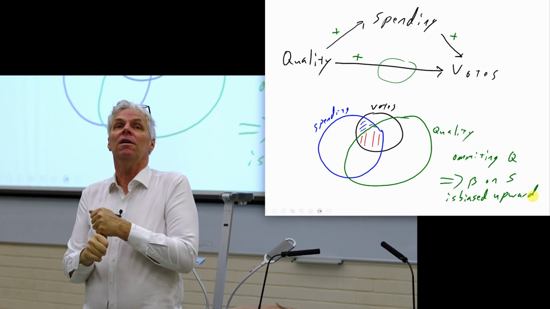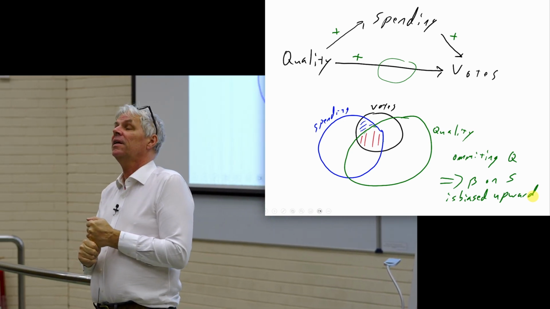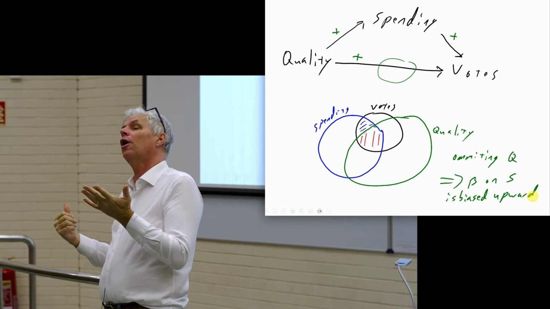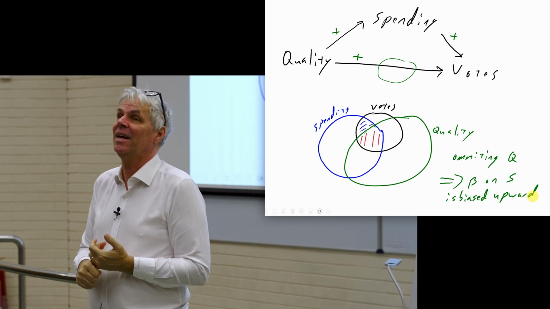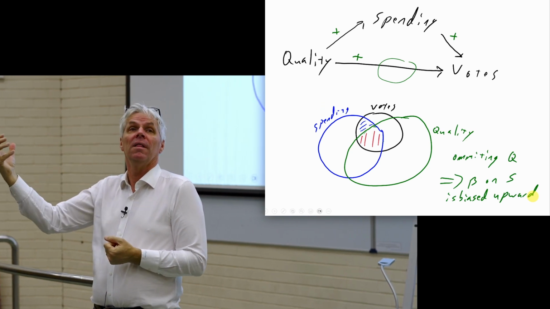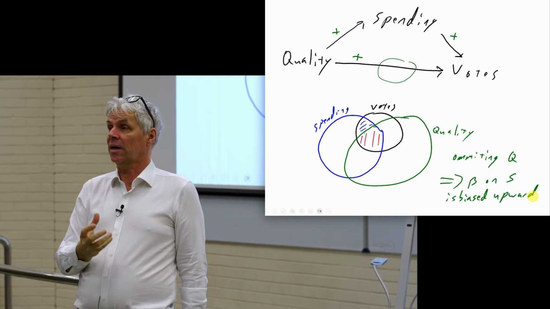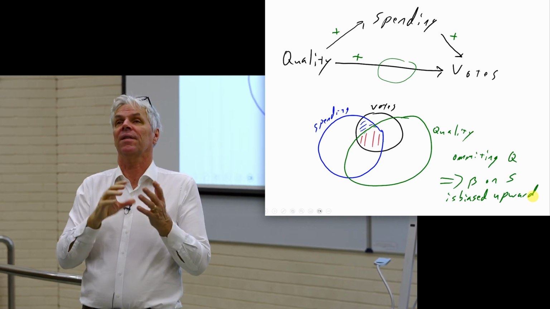Okay, so we've got our omitted variable problem, and we know that in this particular case, well, we don't know, but we're 99.9% sure that it means that our results are going to be biased upward. That is, it's going to look like spending has more of an effect than it really does, right? Because we're leaving out the candidate quality.